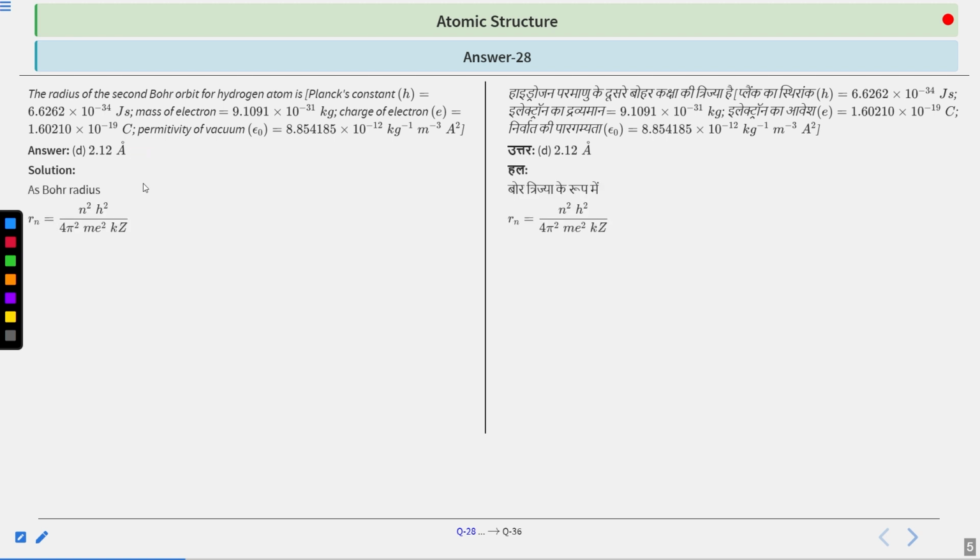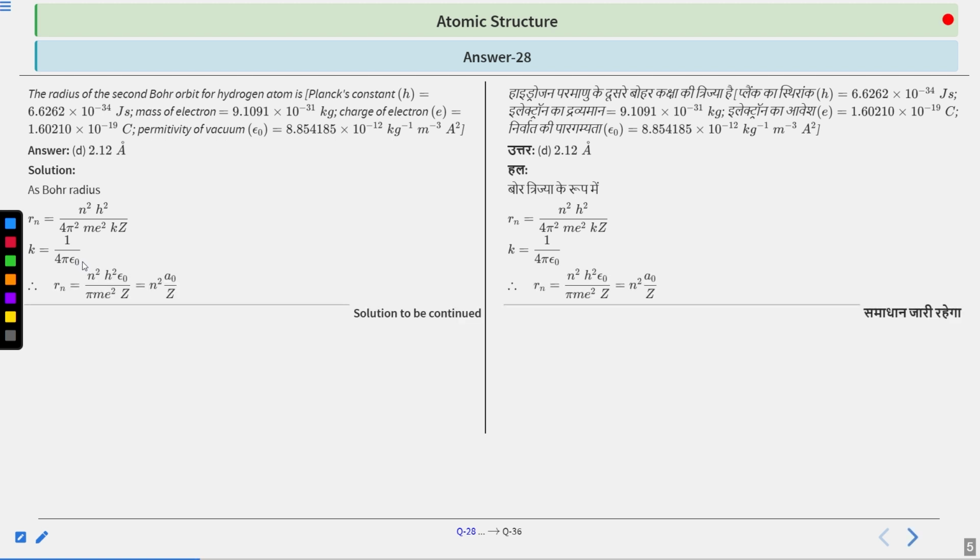What will be the explanation? We know that the Bohr radius is given by Rn is equal to n square h square by 4 pi square m e square k Z, where k is equal to 1 by 4 pi epsilon naught. Now, if you put all these values here, then you will get this formula, which is n square a naught by Z.